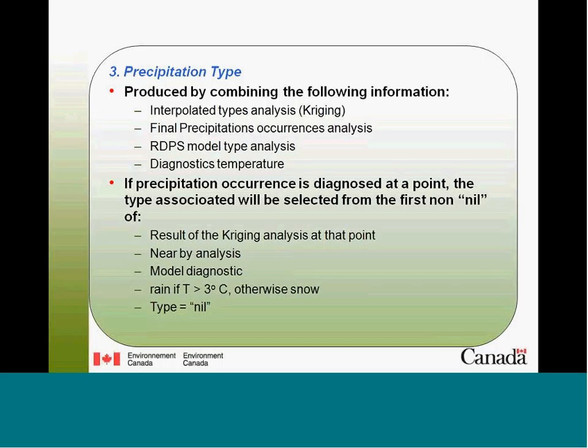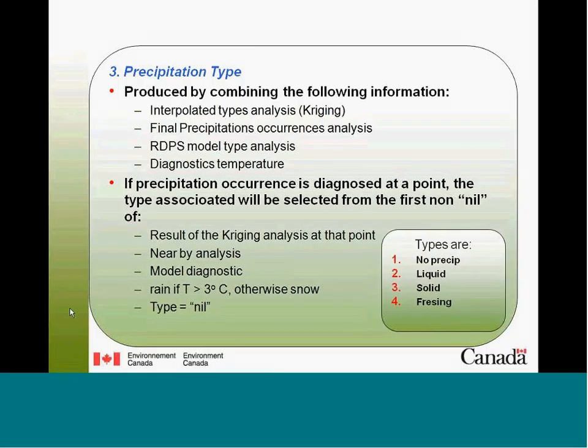Precipitation type is also produced by combining the following information: the interpolated type analysis, again using Kriging, the precipitation occurrence analysis, the NWP analysis, and the diagnosed temperature. So if precipitation occurs at one point, the type will be the first non-nil of the following: the result of the Kriging analysis at that point, the nearby analysis, the model diagnosis, and if it's rain, if temperature is above 3 degrees Celsius, otherwise it will be snow. And it will be nil if there's nothing.